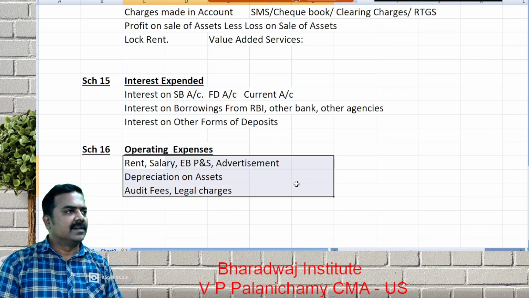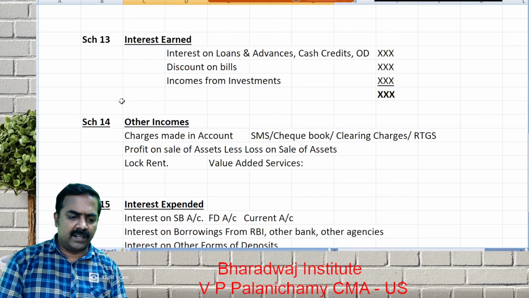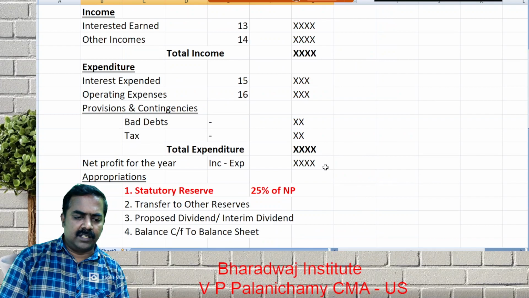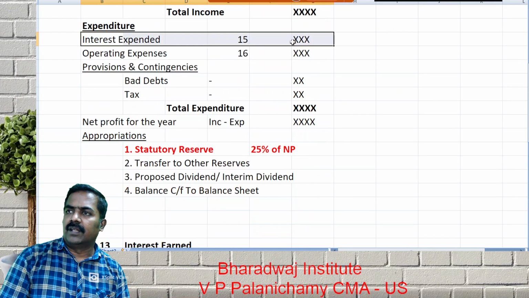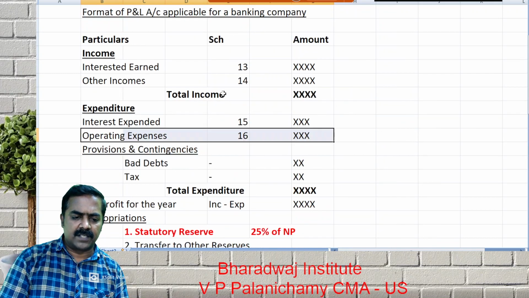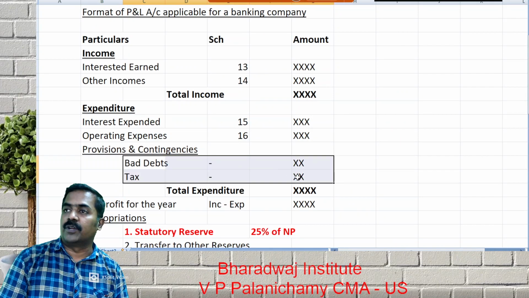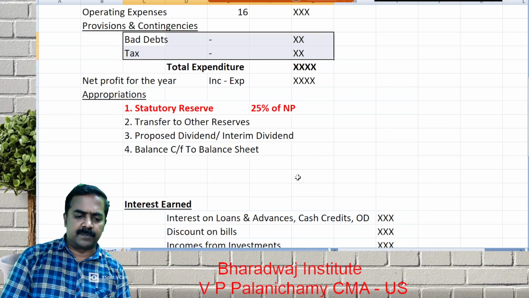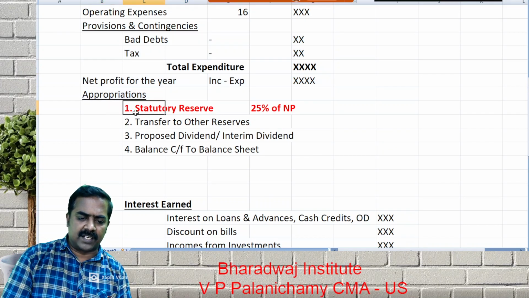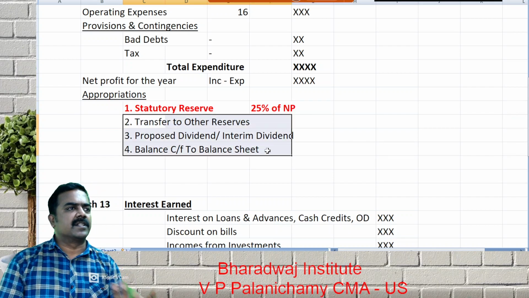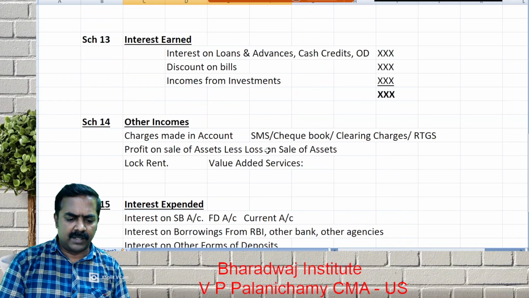That will come in what? 16. Okay, once again, 13 is interest earned. 14 is other income. So add them, and you get the total income. Then expenditure, what is the first one? Interest expended. Then which one? Operating expenses. That will give you the total of expenses. And bad debts and taxes should not be shown in any of the schedules. That will come in the main P&L account itself. So income minus expenditure gives the net profit for the year. You must transfer how much? 25% of net profit to statutory reserve. Others depend on the exam question.